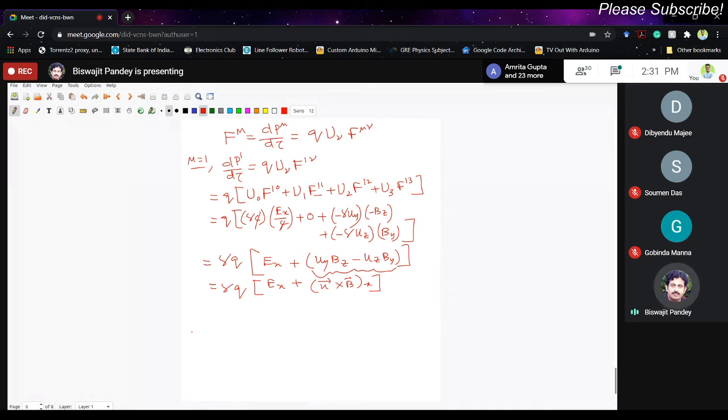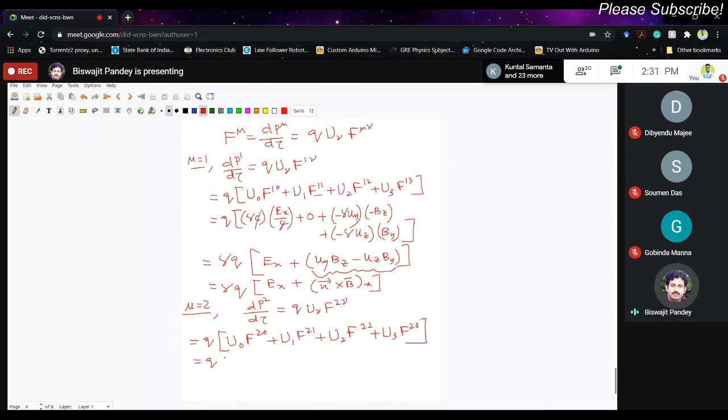Now if I do the same exercise for say mu equal to 2, it's repetitive, but let us do it so that things become clear at least for once. So dp2 d tau is q u nu and f2 nu. Again we have q and then u0 f20 plus u1 f21 plus u2 f22 plus u3 f23.